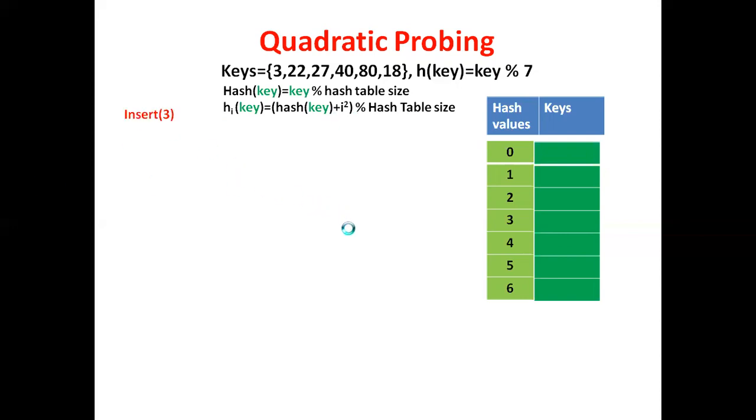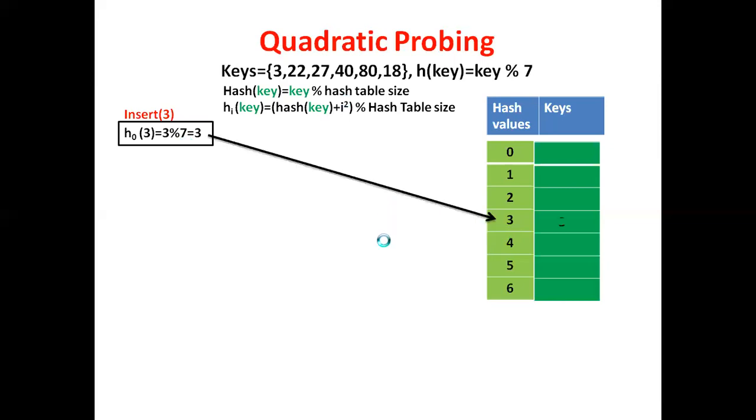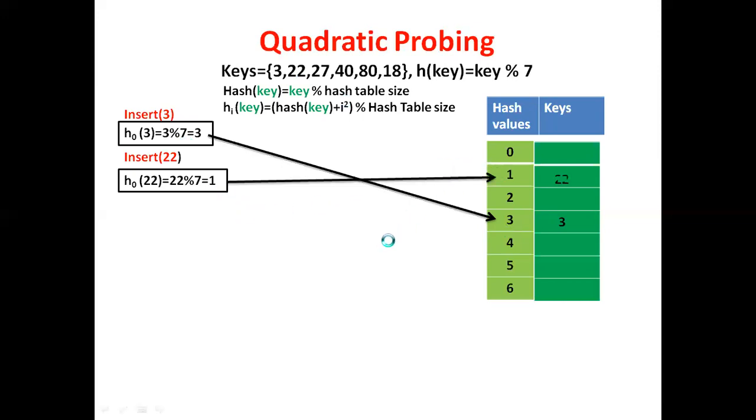Initially insert 3, the first key of our set. I insert 3 by using the hash function h(key) = key modulus hash table size, that is the remainder. 3 modulus 7 means 3 is the remainder. Check whether bucket 3 is empty or not. Yes, it is empty, so we can insert our 3. 3 is successfully inserted. Now insert the second value, 22. 22 modulus 7 means 1. Bucket 1 is also empty, so we can insert our 22 there.